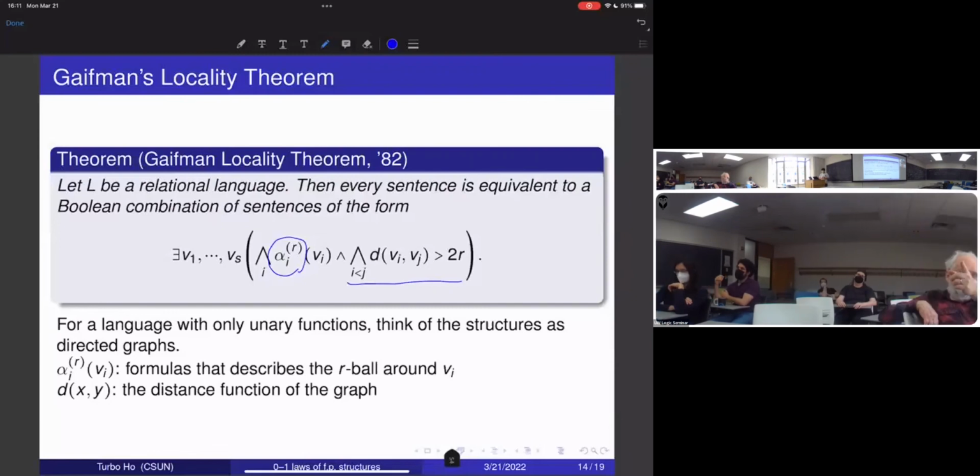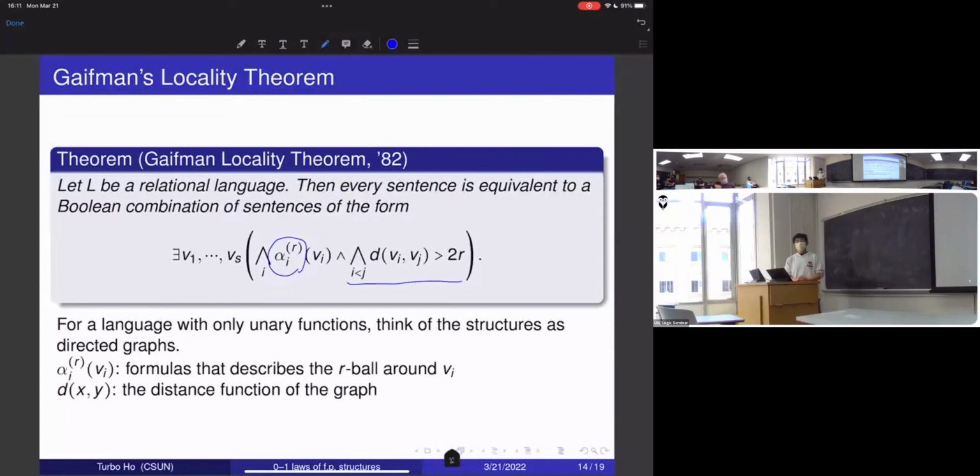Actually, while we're on questions, I have a question also. Why is it this fixed R? I mean, can you really get a fixed R that works for all Vi simultaneously, or pairs Vi, Vj simultaneously? Yes, you can get a fixed R for a fixed sentence. Of course, as the sentence varies, the R needs to get larger.